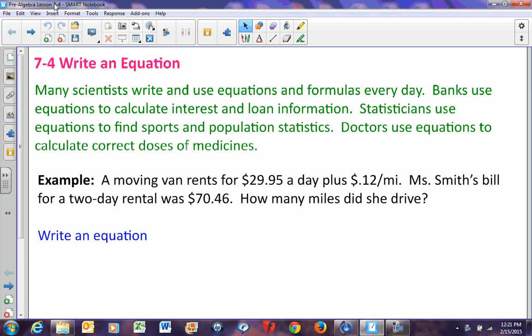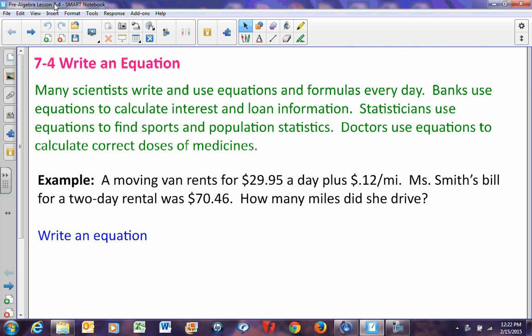Pre-Algebra Lesson 7-4, Write an equation. Many scientists write and use equations and formulas every day. Banks use equations to calculate interest and loan information. Statisticians use equations to find sports and population statistics. Doctors use equations to calculate the correct doses of medicines.